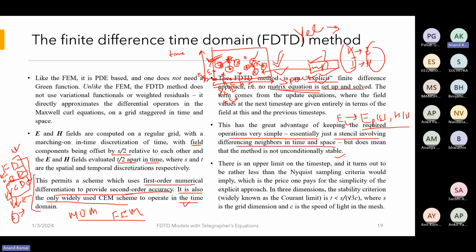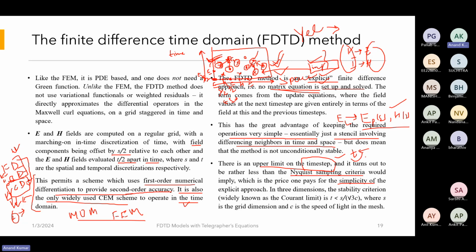Now, the limitation of the FDTD. There is an upper limit on the time step, and it turns out to be rather less than the Nyquist sampling criteria, which one pays for the simplicity of this method. Since this method is very simple, it must have some disadvantage, and one is the upper limit on the time step. You cannot make this time step large, because if you make it too large, you will end up with a bad code which breaks up while simulating, and you have to keep this t sufficiently small.